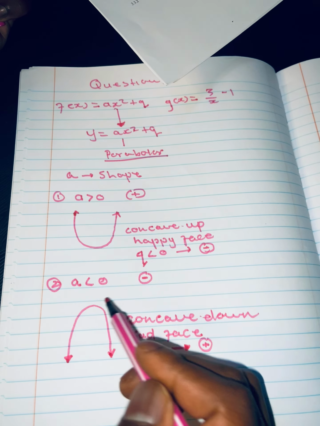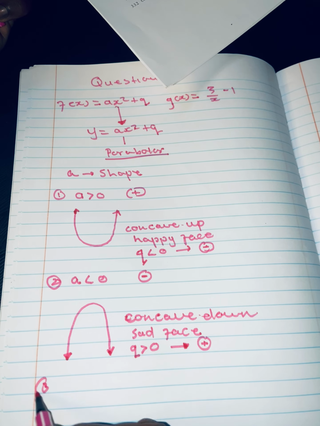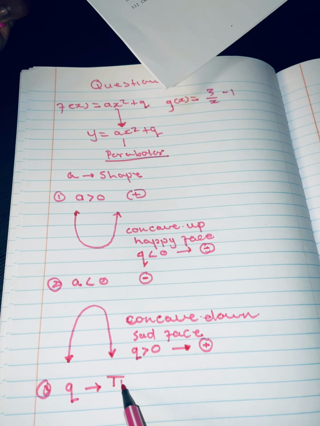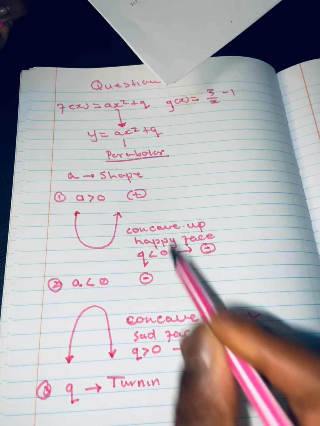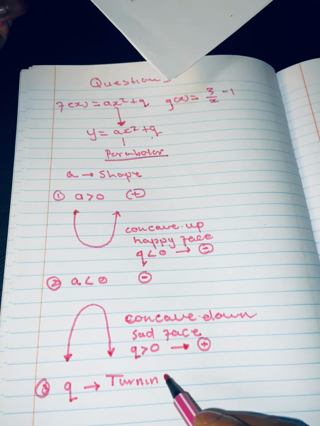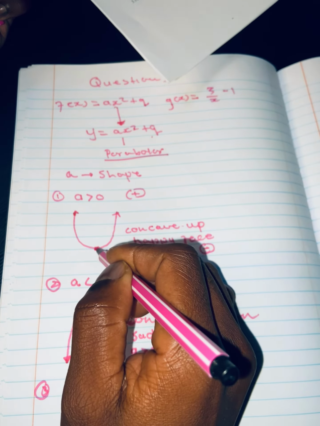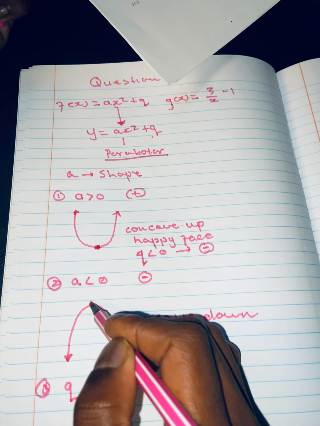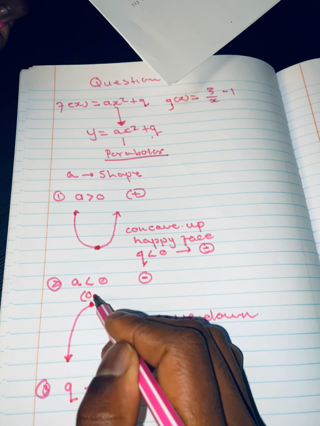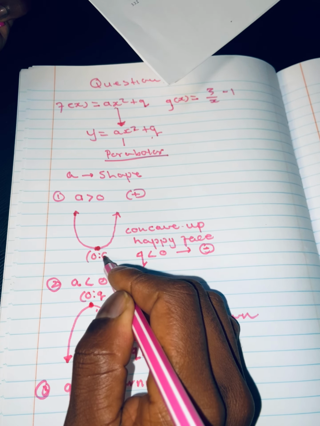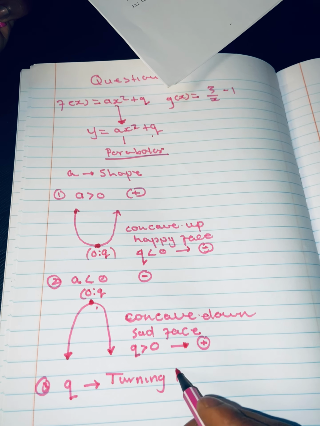Then, number 3, we have this q. This q, guys, is a turning point of the graph. The q that you see here is a turning point, meaning this is where the graph turns. So the turning point is (0; q).